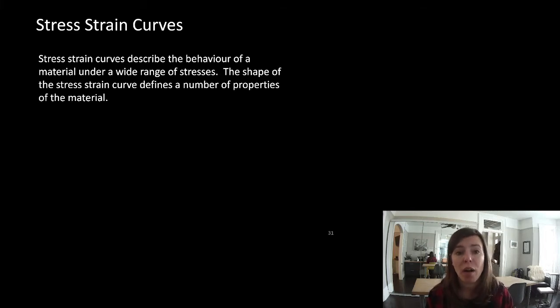If we know what our object is and we're the ones applying the force, we know its original length, we know how its length is changing for each particular load, because we're the ones applying the load and measuring the change. In a lab environment, in a very controlled place, we can convert those into stresses and strains. So stress-strain curves describe the behavior of a material under a wide range of stresses. The shape of the stress-strain curve defines a number of properties about the material. And so these are very, very handy for us to talk about.